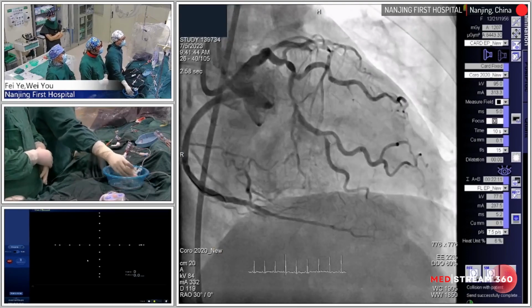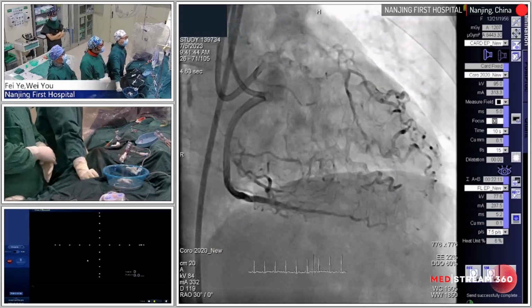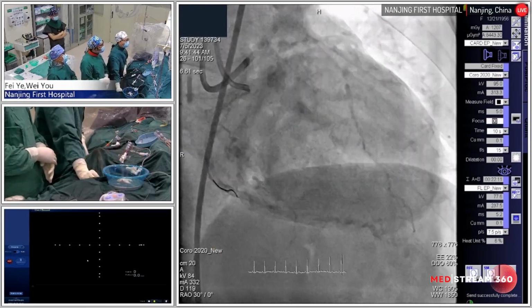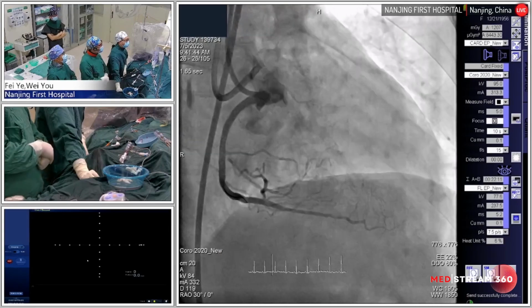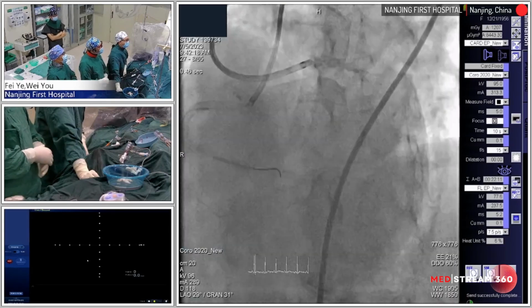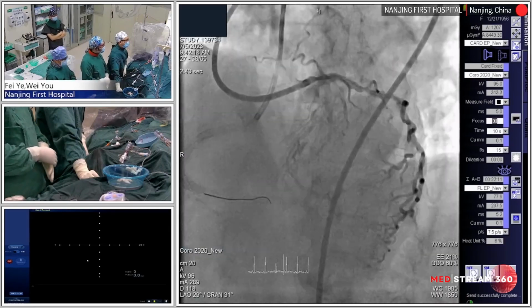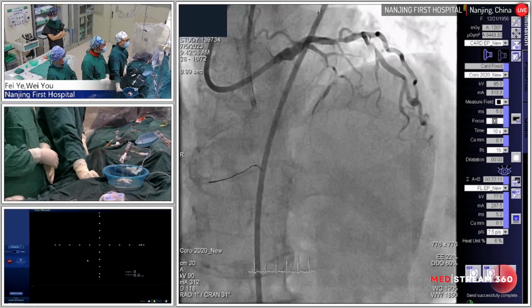You can see from this the ipsilateral cranial. You cannot see very clearly the contralateral from the ICA. Next. Okay, next. Okay, next.